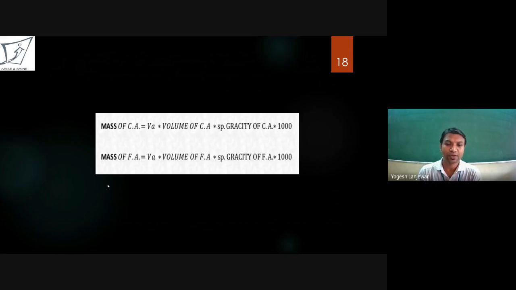At the end, we have to calculate the mass of coarse aggregate and mass of fine aggregate. So mass of coarse aggregate is equal to VA multiplied by volume of coarse aggregate multiplied by specific gravity of coarse aggregate, and it should be multiplied by 1000. Now the mass of fine aggregate is equal to VA multiplied by volume of fine aggregate multiplied by specific gravity of fine aggregate multiplied by 1000.